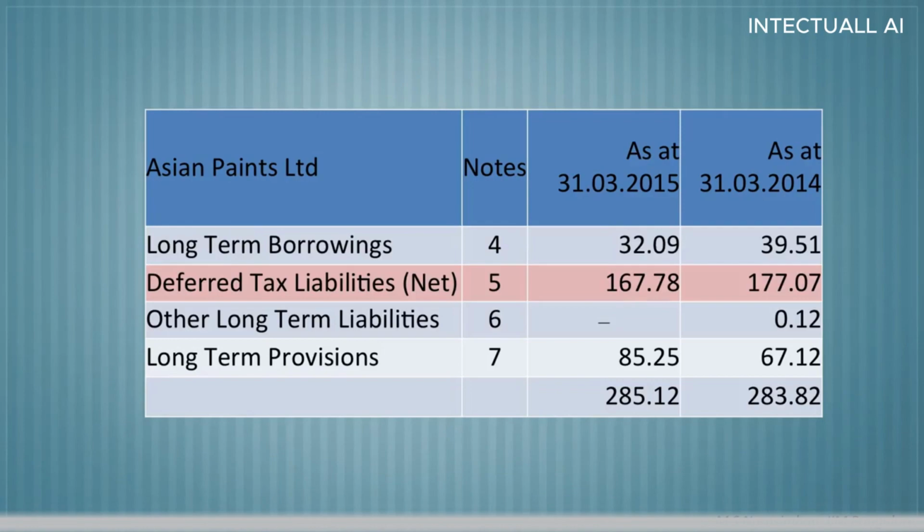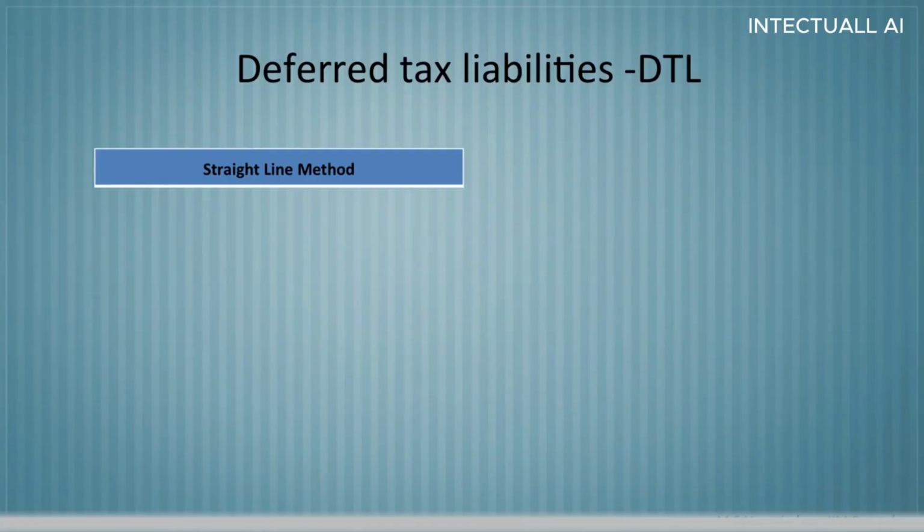The second item is deferred tax liability. It is equal to tax that we have to pay, but we are deferring to a future date. That too legally under the tax laws. How is it possible? This is mainly on account of different methods of depreciation. For accounting purposes, we follow a method of depreciation called the straight line method.